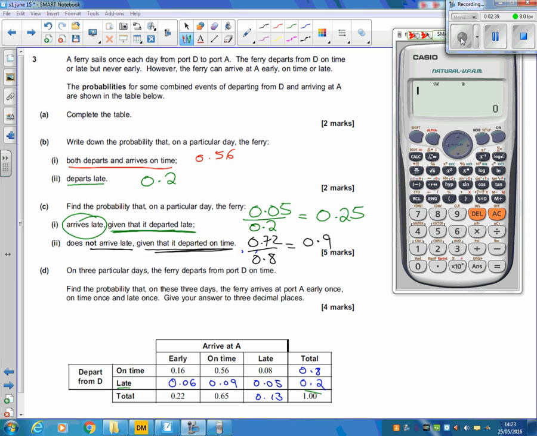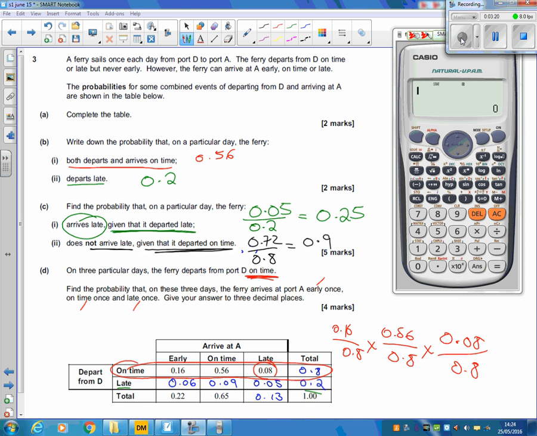So continuing now, we've got 3 days, and it's leaving on time. If it's on time, we know we're in this top row here again. We want one of them to arrive early, one of them to arrive late, and one of them to arrive on time. Well, the early one is 0.16 out of 0.8. The on-time one is 0.56 out of 0.8. And the late one is 0.08 over 0.8.